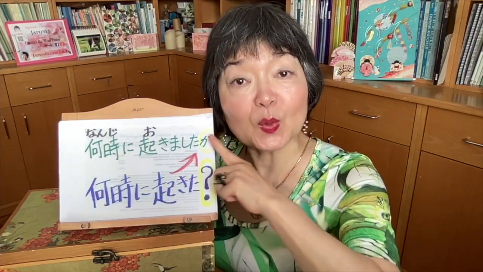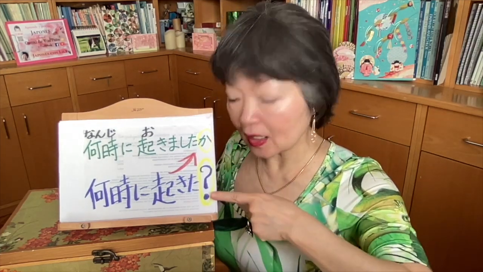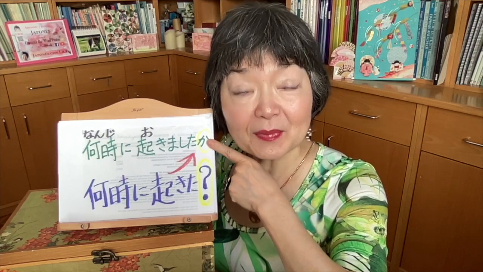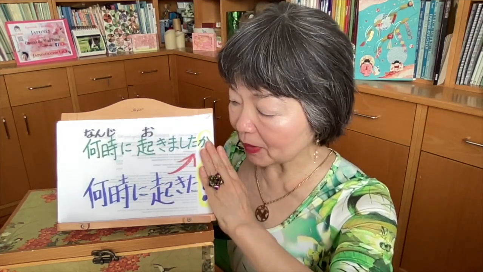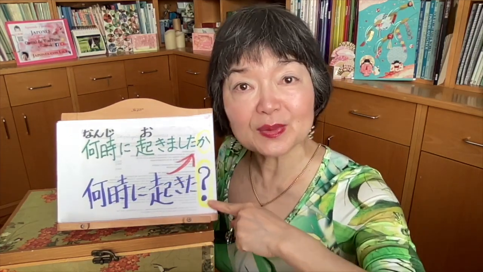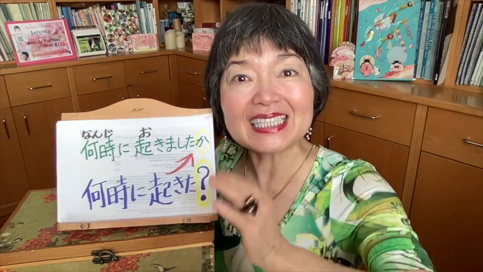In 丁寧形, the polite form, when we want to pose a question, we use this ending particle, か. This か means the question, so we don't have to use a question mark. But in the plain form, we don't use this ending particle か, even though this is a question. So 起きました changes to 起きた. If we don't use this, maybe we pronounce 起きた, it means I got up. 起きた. But this is a question, so we need to put the question mark, and the intonation is very important. You must go up. 何時に起きた? This intonation of the question is very important.